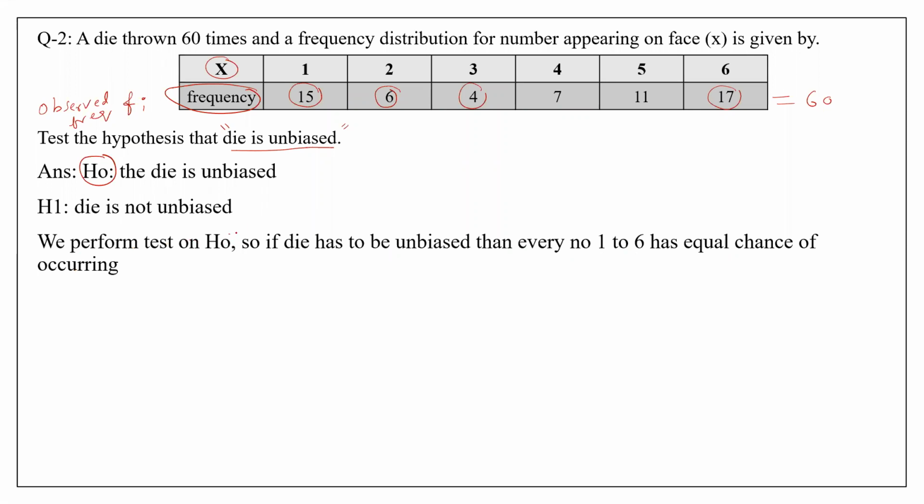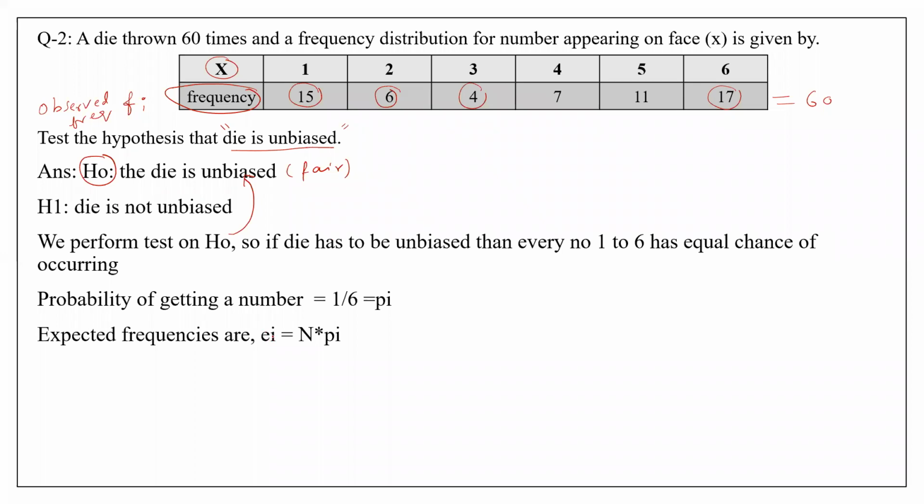Don't forget that if you are performing the test on H naught, in which your dice is unbiased, it means it is a very much fair dice. If it is a fair dice and you throw it one time, then all the numbers 1 to 6 have an equal chance of occurring, right? So the probability of getting a number becomes 1 by 6, which I have taken as pi, same as the previous examples. Because it is an unbiased dice, the probability is 1 by 6. All 6 numbers have an equal chance of occurring.